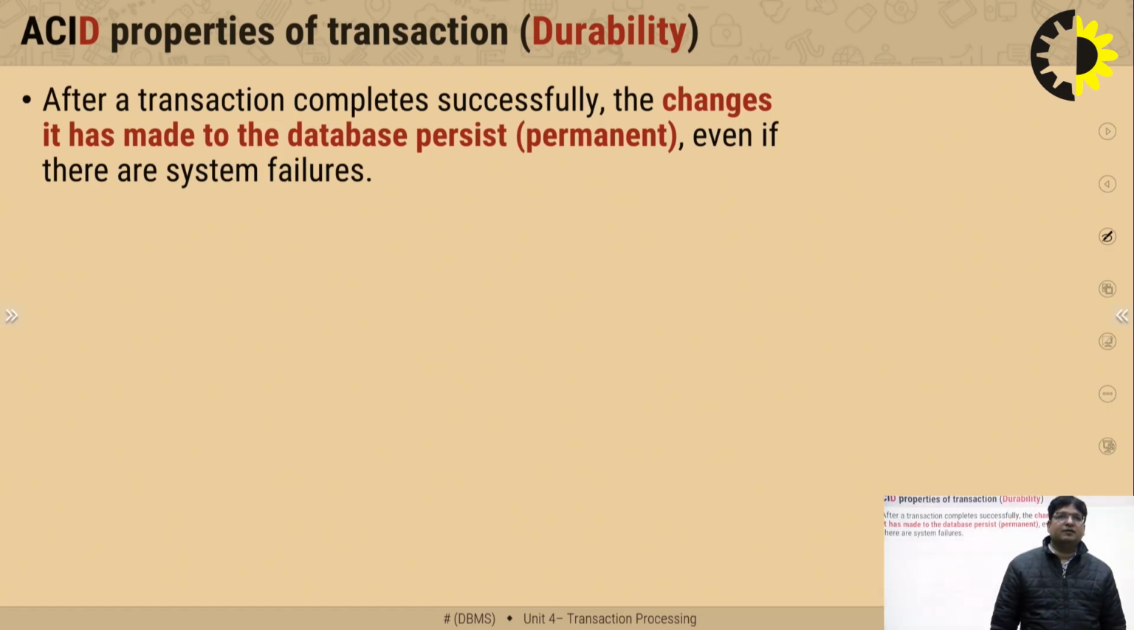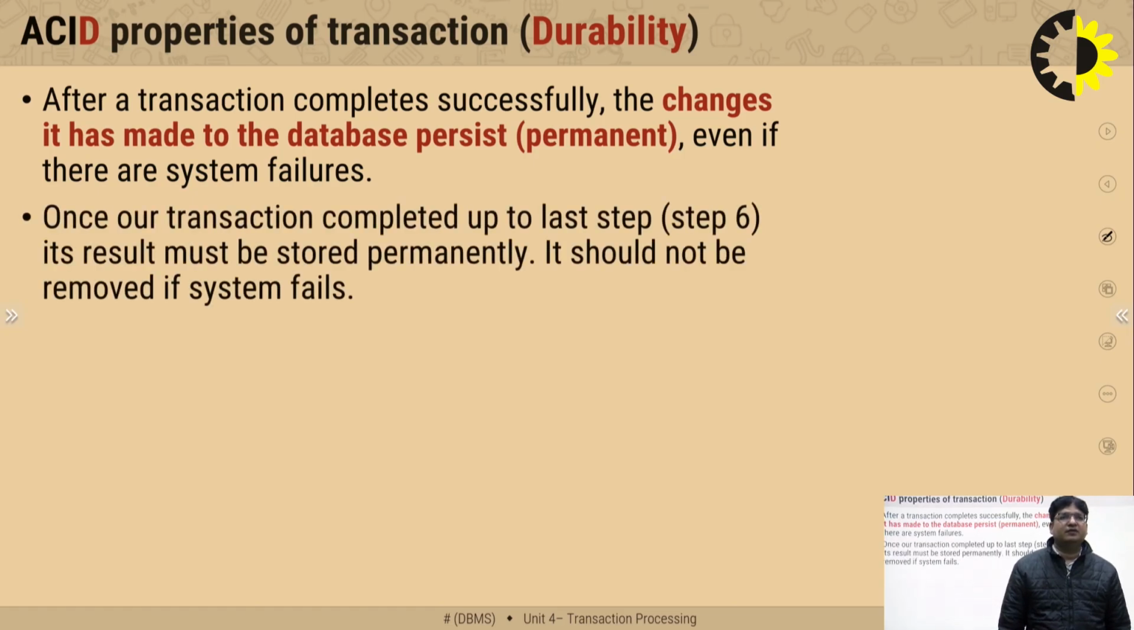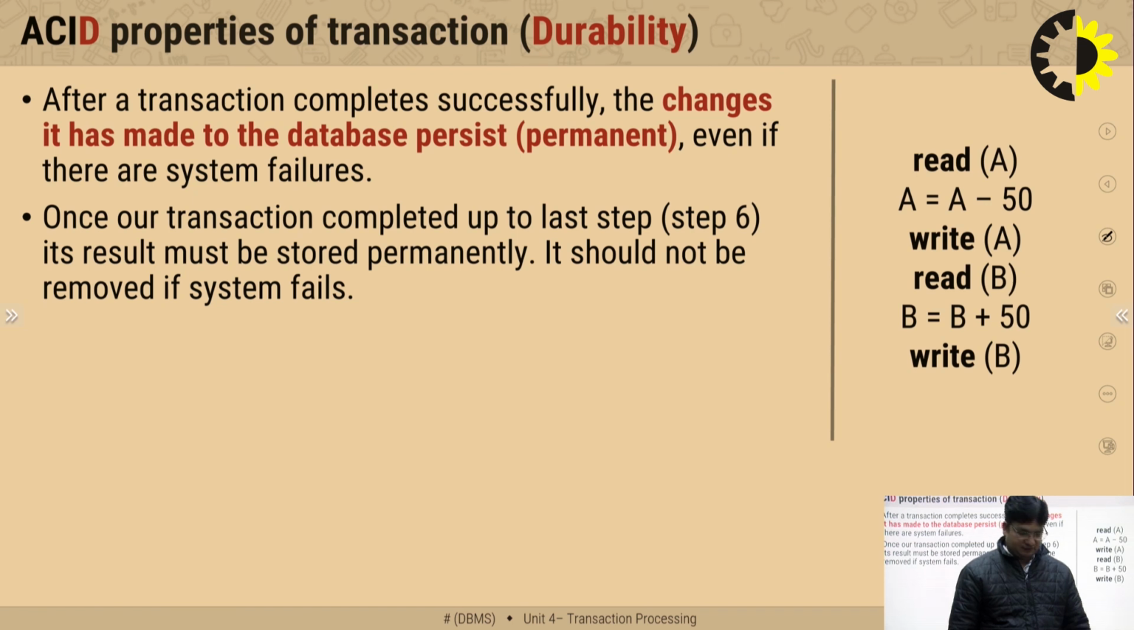Next is durability. After a transaction completes, the changes it has made to the database persist, that is, they remain permanent even if there are system failures. Once our transaction completes up to the last step, then the result must be stored permanently. It should not be removed even if the system fails.